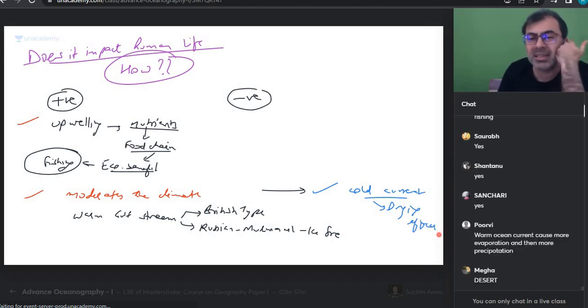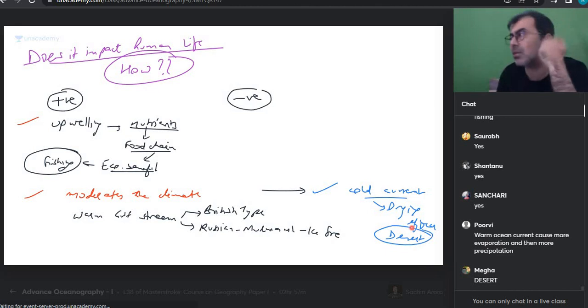So desert is formed. But whether that is a negative impact or not, I don't know. That's a natural process which is happening, and that should happen. So we are very much into this. Is everyone with me on this? Perfect. That is also done.